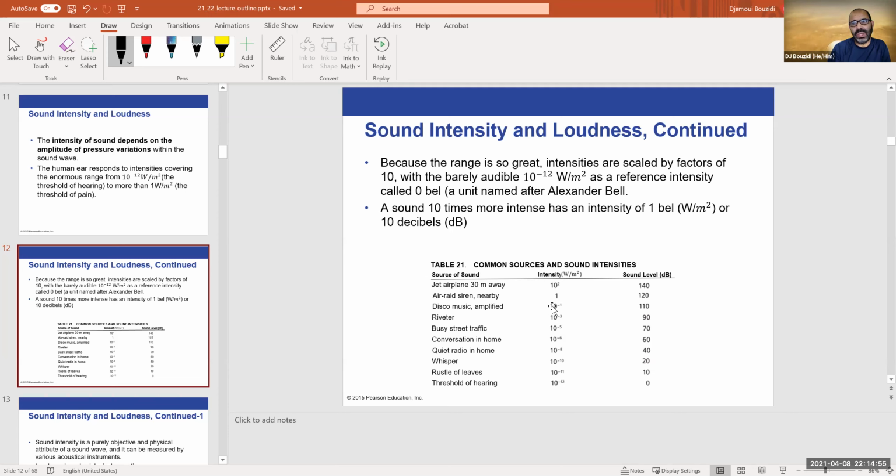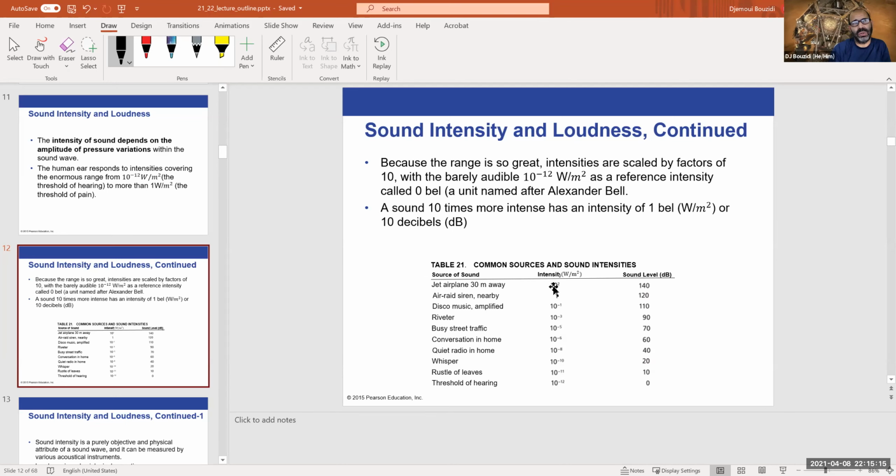If I compare this one with the disco, which is still loud, by the way, amplified music, in this case it's 10 to the negative 1 divided by 10 to the negative 12. So it's going to be 10 to the positive 11, because negative 1 plus 12 is positive 11. 11 times 10, that's 110 decibels, and so on and so forth.